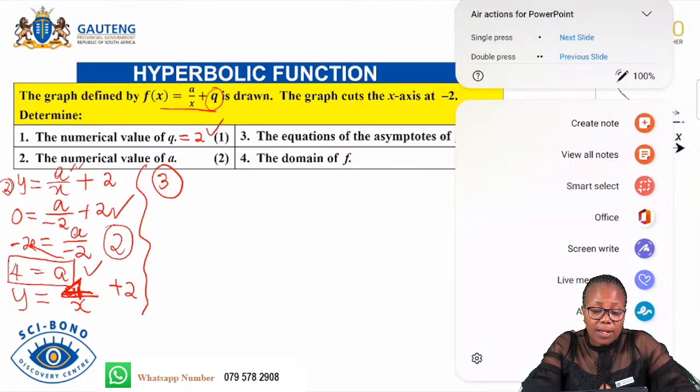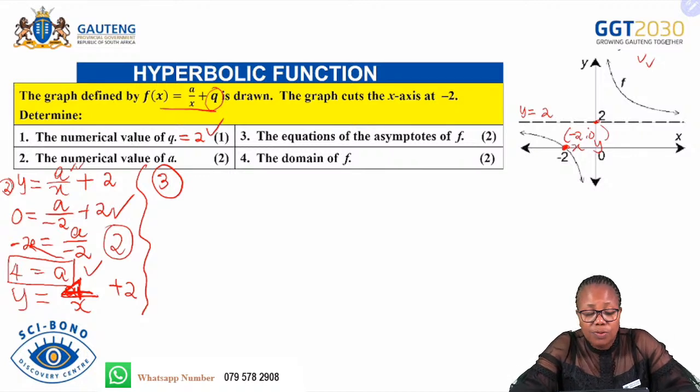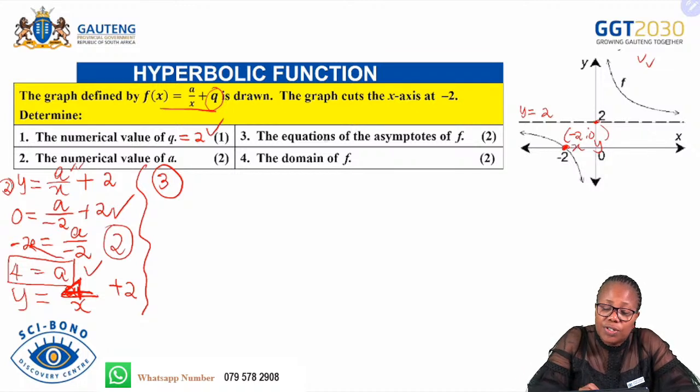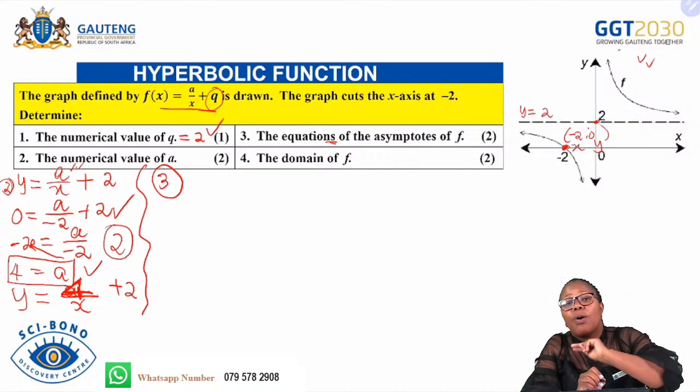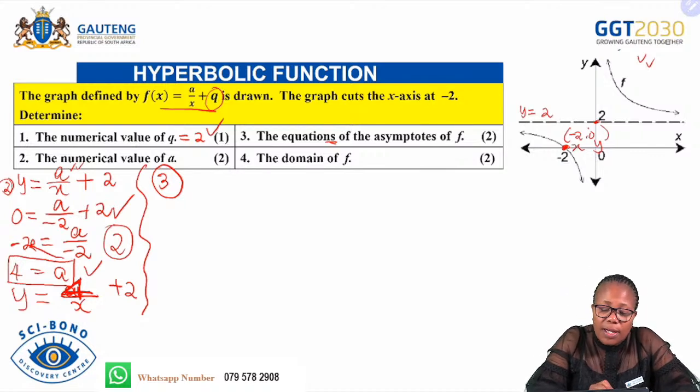Okay. And then now, number 3, we have the equation of the asymptote. Determine the equations. As you can see, we need 2. It says equations, that means it's more than 1. Hyperbola, remember, is having 2. Exponential is having 1 asymptote. Okay. And then now we need the equations of the asymptotes of f. That means you are looking at the x equal to and the y equal to.